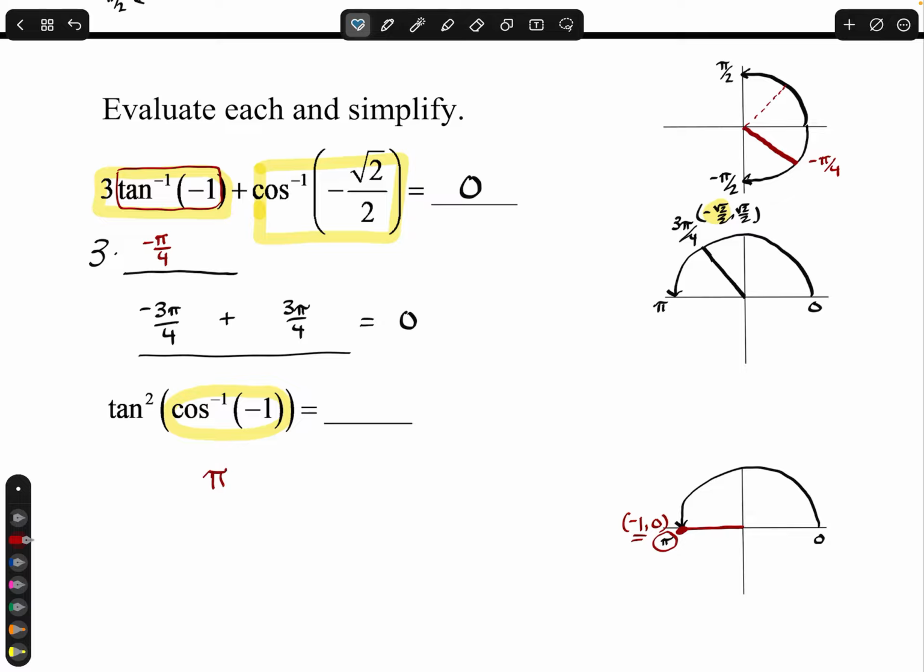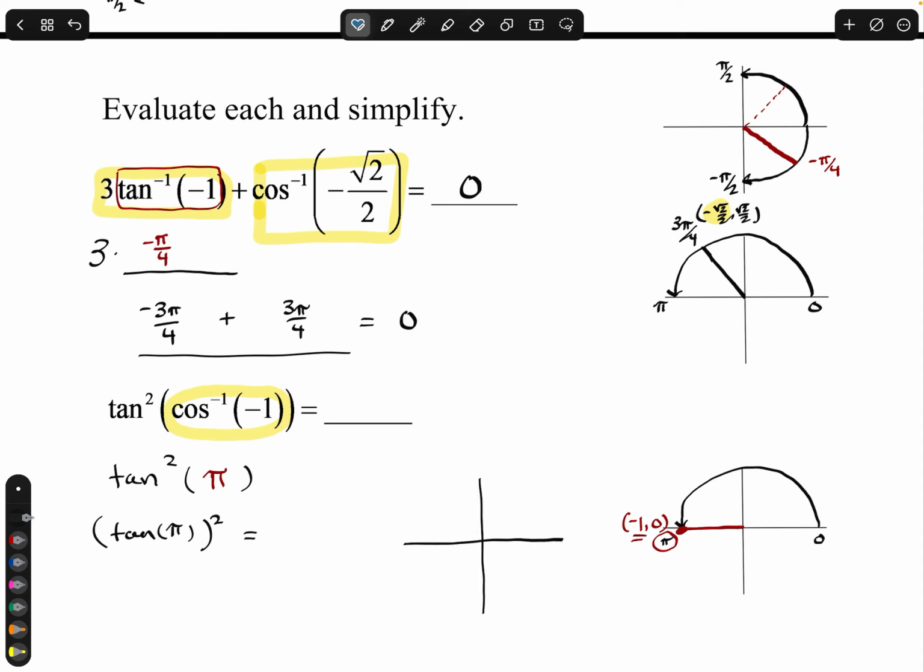Let's bring down our tangent squared. So basically, we're taking the tangent of pi, and then we're squaring that value. Remember, this isn't inverse tangent, this is just regular tangent. So what is our tangent of pi? If you're going to draw it out one more time, I'm just doing it like it's the unit circle here.